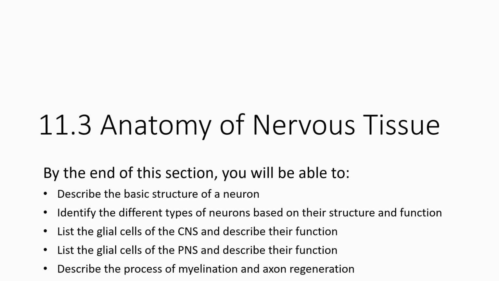Alright, so now that we've got the basics about the nervous tissue and neural divisions, let's dive deeper into the anatomy of nervous tissue. This is where we're going to get into the different types of neurons. We'll talk about the basics of a neuron, which we've covered a little bit, but we're going to get into the different types of neurons in terms of structure and function. And then we're going to get into all the different glial cells, both in the central and the peripheral nervous systems, and then talk about myelination and axon regeneration.